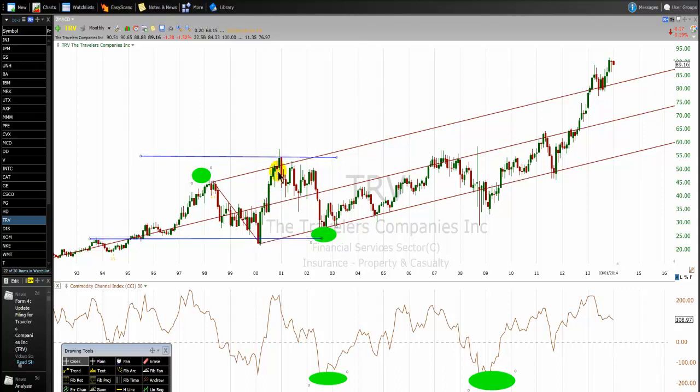But the pitchfork tool allow us to see that there is a resistance on the edge of the upper side of the pitchfork tool. The CCI period 30 is also above a positive 200. We will look for opportunity to sell on the edge of the pitchfork tool. You see, it breaks above it and then close below it. You see, this is a better place to enter. This one here.